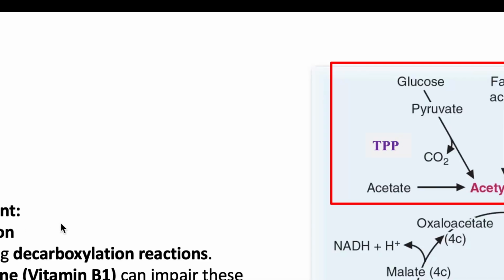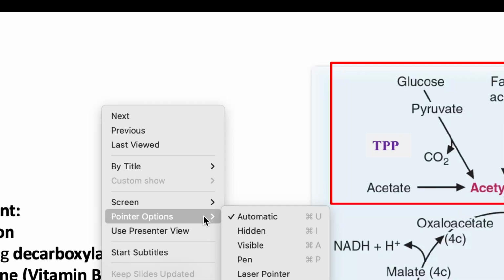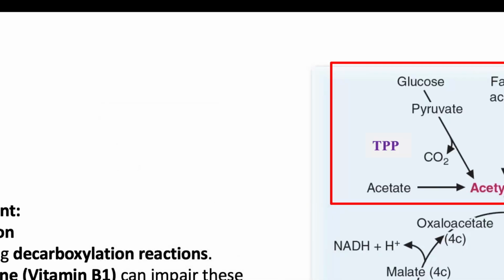And why is TPP so important? Why does it act as a coenzyme? What are its special properties? It stabilizes carbanion intermediates during decarboxylation reactions. So this is the most important property of thiamine pyrophosphate. It can stabilize the carbanion intermediates that form during decarboxylation reactions.